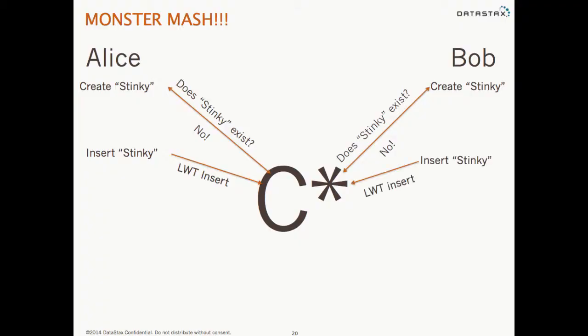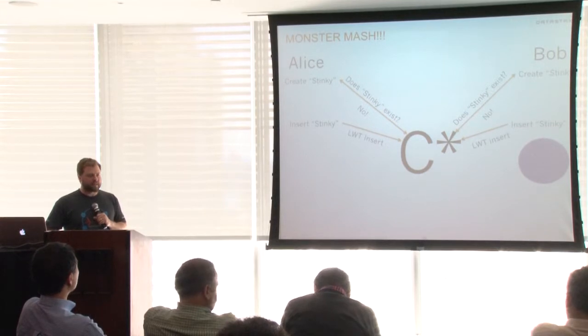And Bob does the same thing. He says, also, insert Stinky if Stinky does not exist. But since Alice already succeeded with the lightweight insert for Stinky, Bob gets a sad face. And he does not get to name his monster Stinky, but we don't have the confusion created in the prior example.